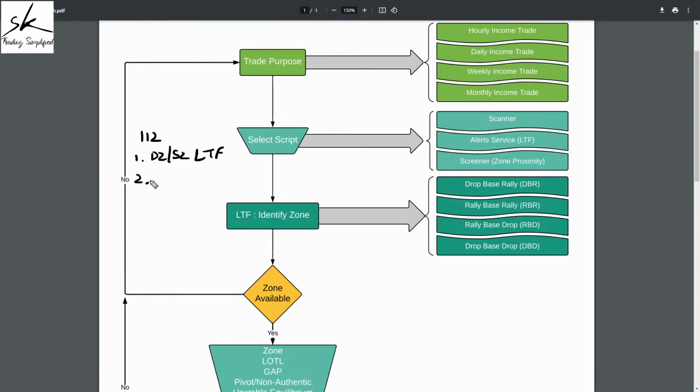Now, a few symbols might have quality demand supply areas. Those areas might also be far away from the current market price, which is where you'll have a longer waiting period before the price is back in the zone.